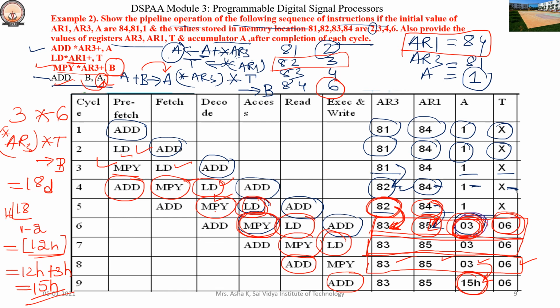So these are the six different phases of pipeline operation of the TMS320C54XX processor.